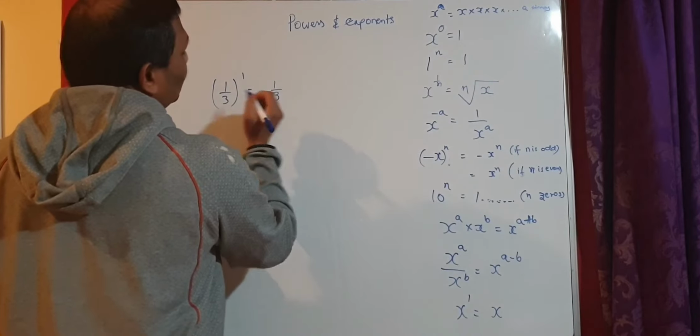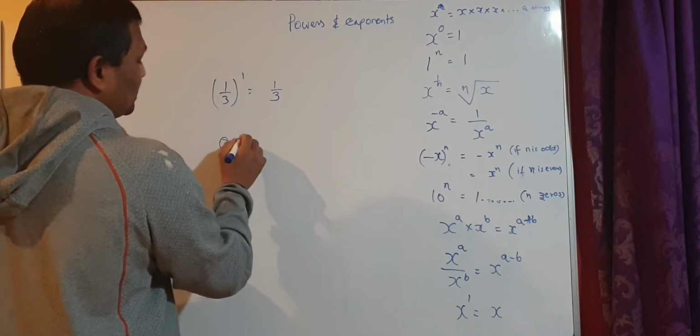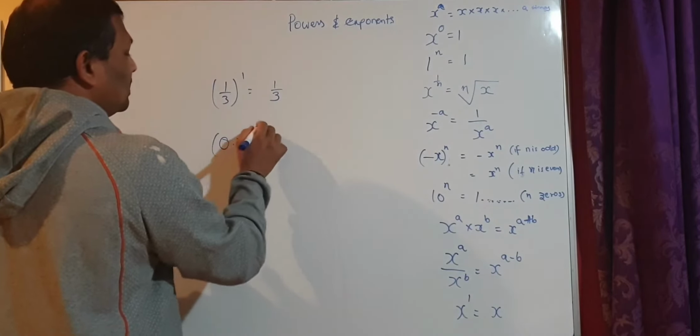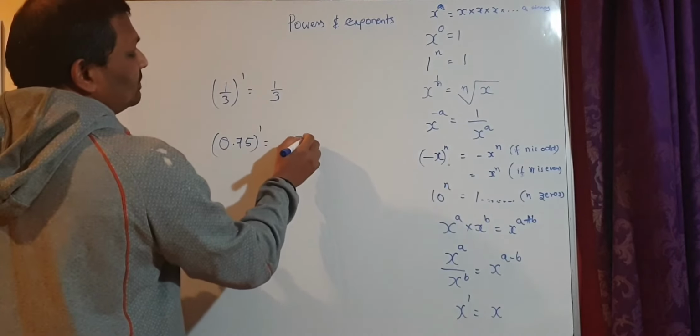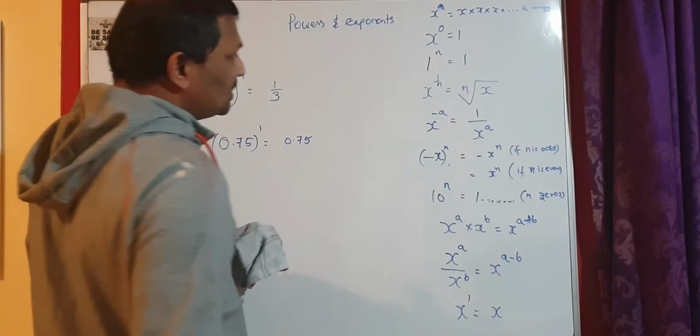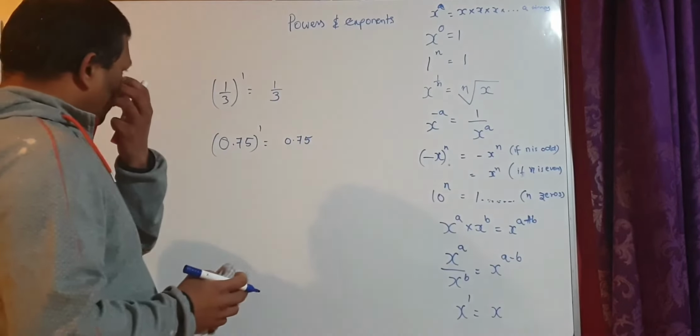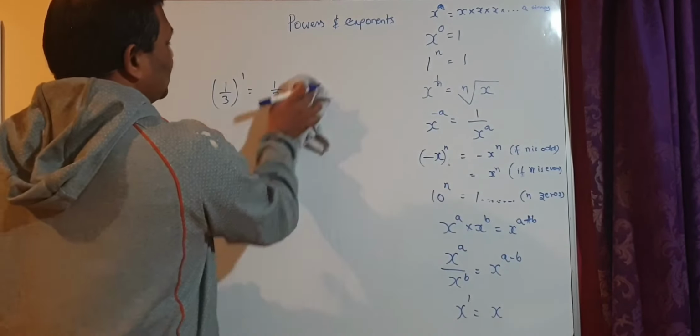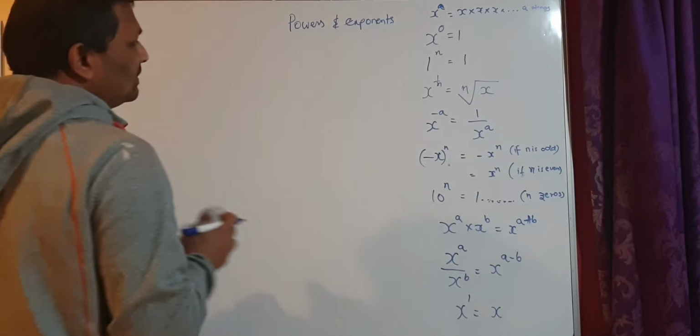In this case, it is 1 by 3. For example, 0.75 whole to the power of 1 is again 0.75. So this is another formula kind of thing. You can use it while doing problems. I'll give some more examples of how to evaluate.